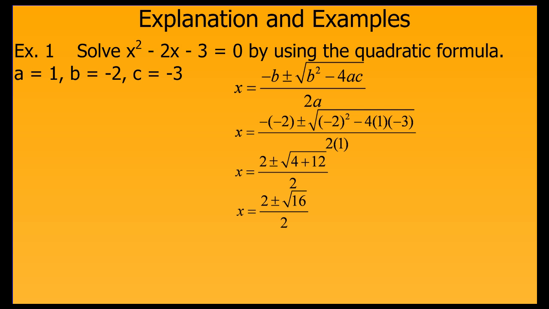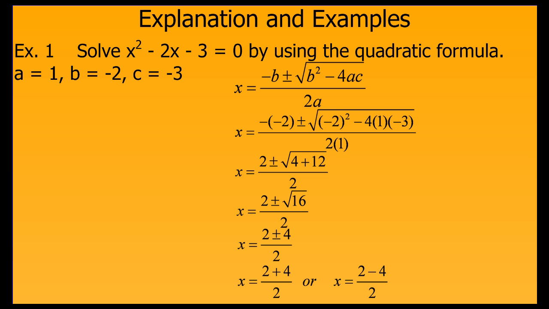Now I combine the 4 and the 12 to get 16 underneath the radical. I then take the square root of 16, which gives me 4, so I have 2 plus or minus 4 on the top, because the square root of 16 could be 4, or it could be negative 4. That's why we have the plus or minus.